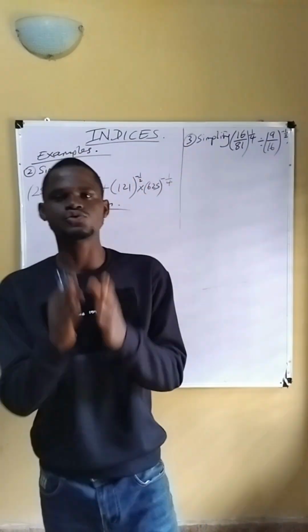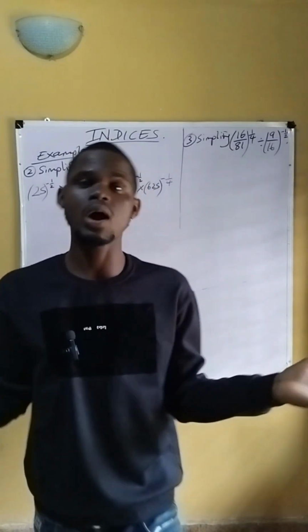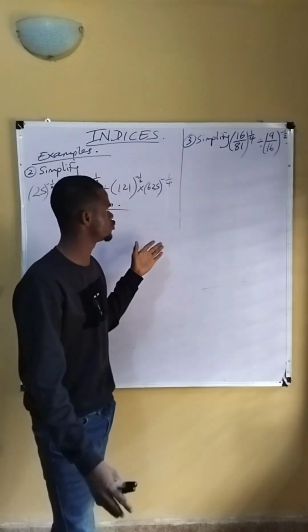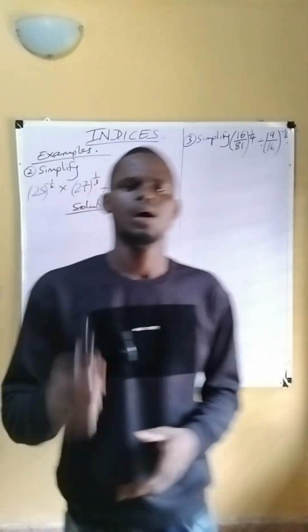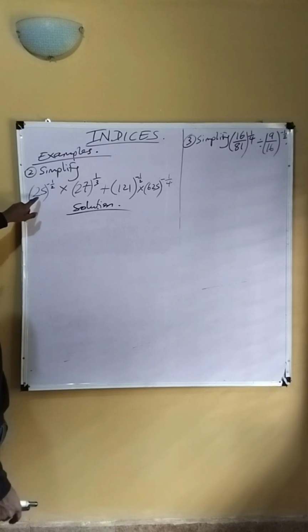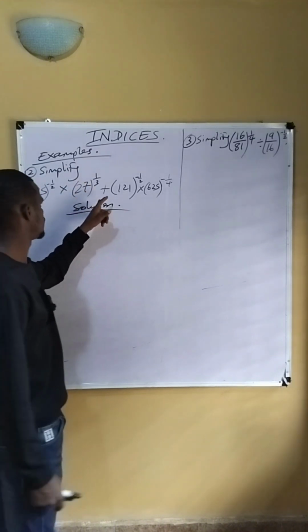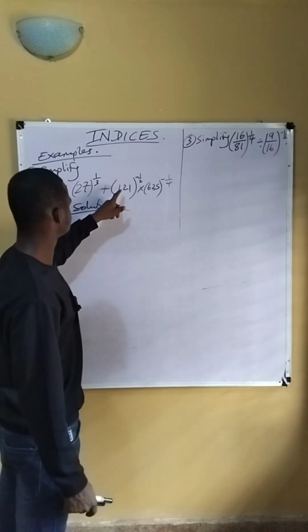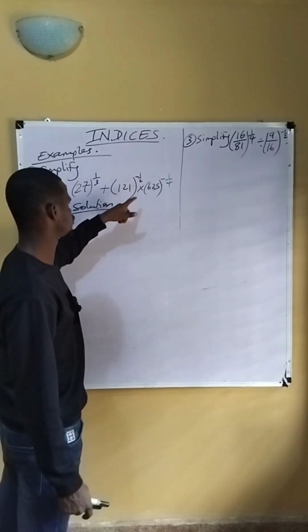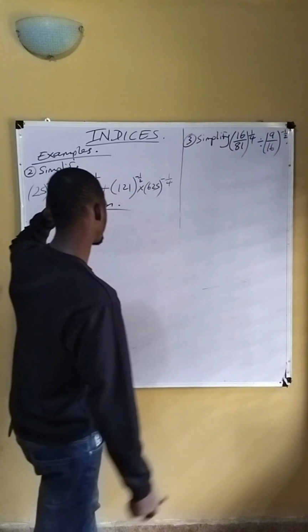Today, we are going to be continuing from where we stopped under indices. In our last class, we took just one example, but today we are going to be taking two additional examples. The first question says: simplify 25 all raised to the power of minus 1 all over 2 times 27 raised to the power of 1 all over 3 plus 121 all raised to the power of minus 1 all over 2 times 625 all raised to the power of minus 1 all over 4.